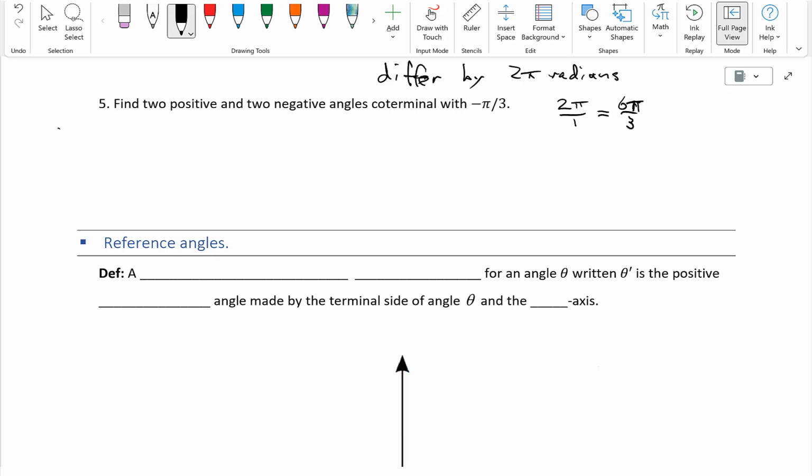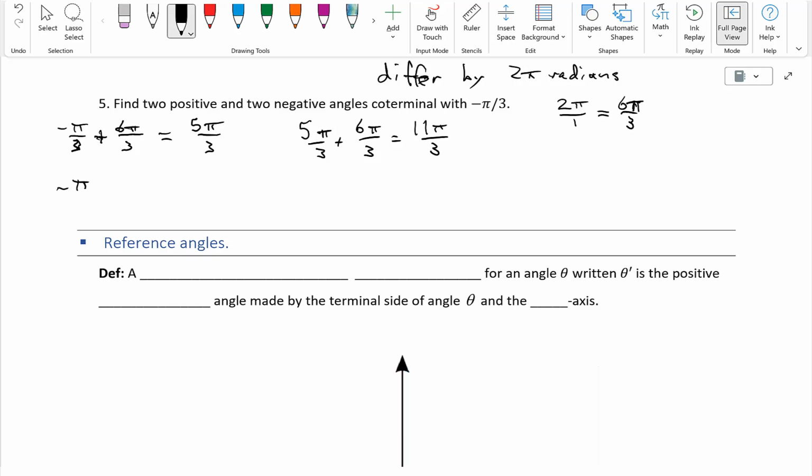We've got a minus pi over 3. I feel like I usually do positive first, so I'm going to add 6 pi over 3 to get one coterminal angle that's got a positive measure. That's 6 and negative 1. We'll add together to make 5 pi over 3. And then we can take that 5 pi over 3 and add another 6 pi over 3, so another time around the circle, to get 11 pi over 3 for another positive coterminal angle.